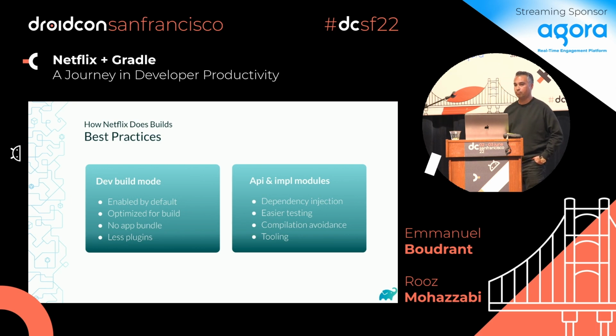So as a best practice at Netflix, we have this dev build mode, which is optimized and enabled by default. Only CI opts out, and the build is really lighter: no app bundle, fewer plugins. And we use this modularization based on hidden implementation and public API.